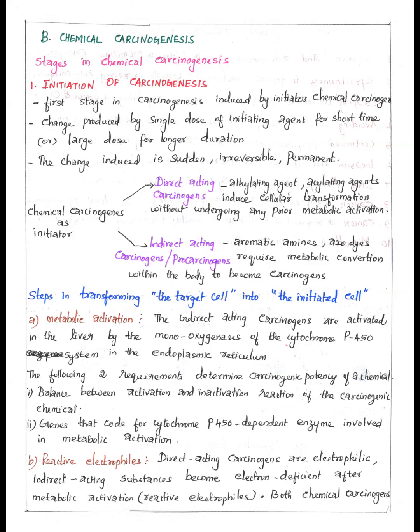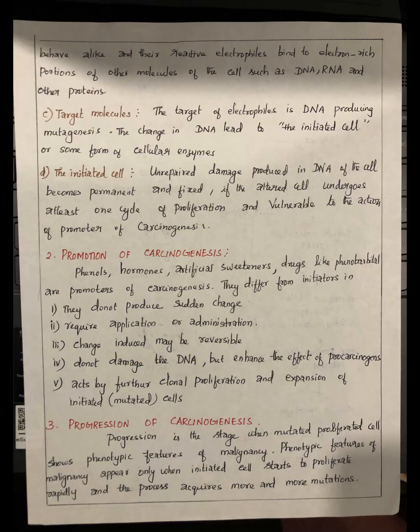That is, now the indirect-acting chemical carcinogen is deficient in electrons. This reactive electrophile binds to electron-rich portions of other molecules like DNA, RNA, and other proteins. These are the target molecules. The reactive electrophile targets the DNA, and it produces mutagenesis. The mutated DNA now acts as initiated cells.